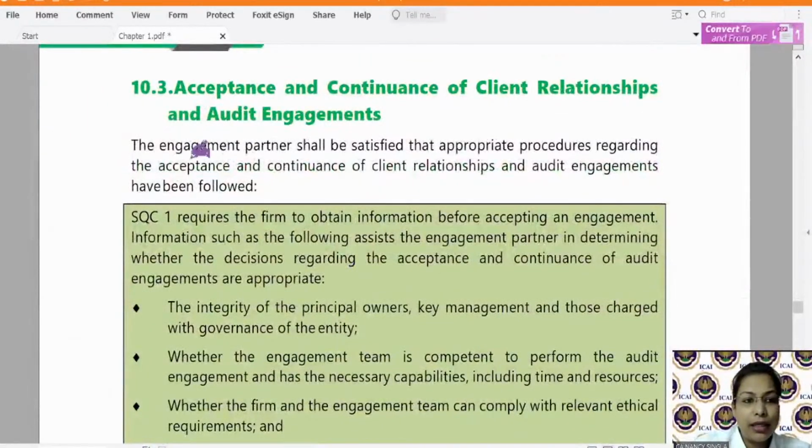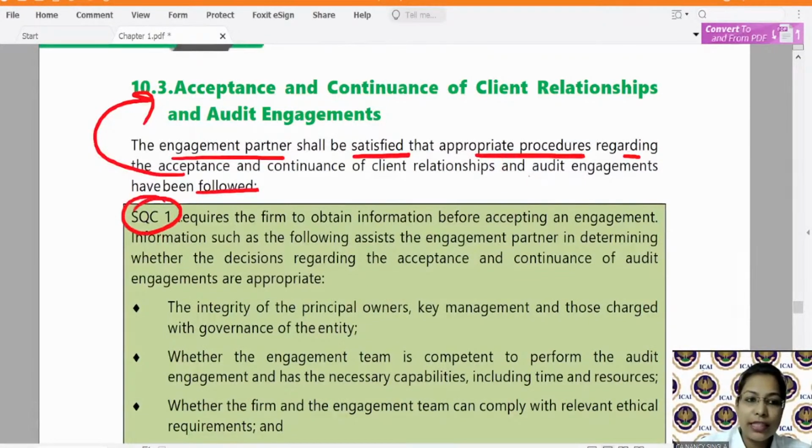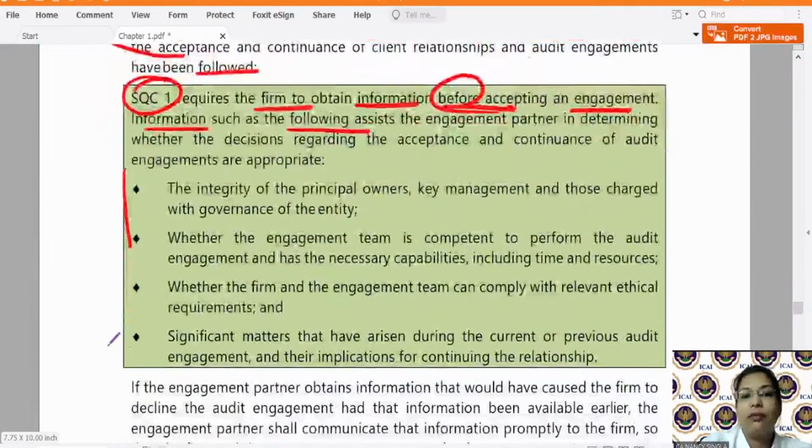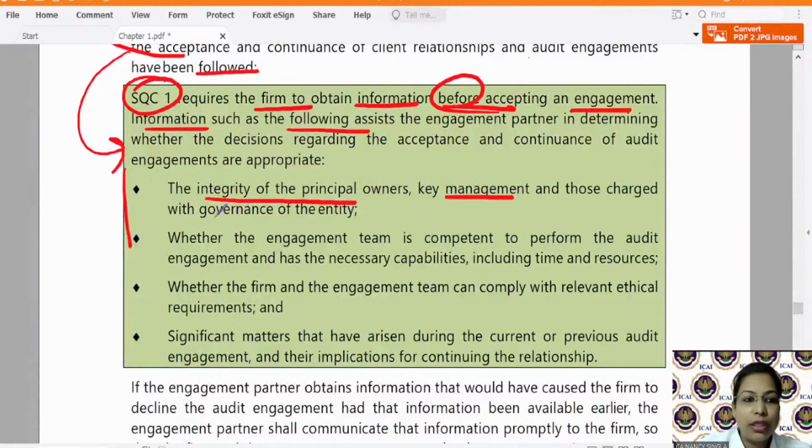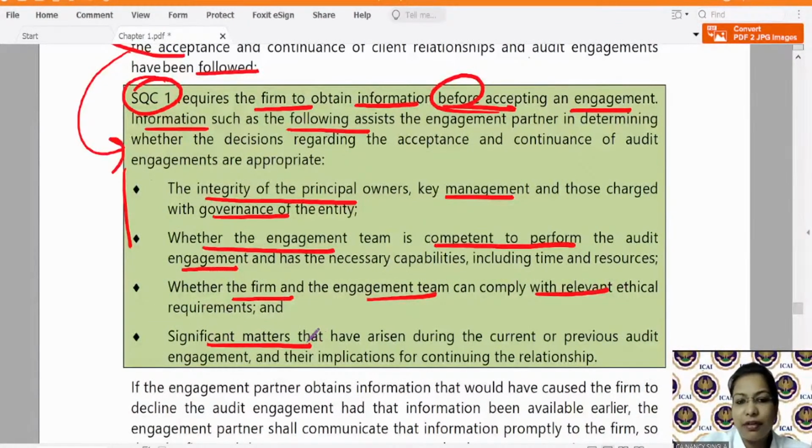The engagement partner shall be satisfied that appropriate procedures regarding the same have been followed. उसके लिए क्या बोला SQC 1 ने? The firm should obtain information before accepting the engagement, information such as the following. All this information assists the engagement partner in determining whether the decisions are appropriate or not: the integrity of principal owners, key management, those charged with governance, whether the engagement team is competent to perform the audit engagement, whether the firm and engagement team can comply with relevant ethical requirements, and significant matters.